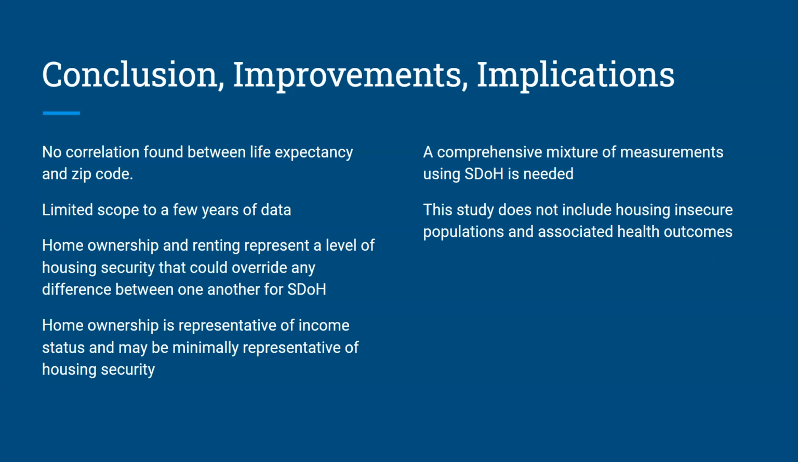And so I think an expansion to include housing insecure people in zip codes would show significant disparities and bring about even more questions about why this is happening. Are there better ways to measure this before it becomes a life expectancy inequity? And so thank you for your time.